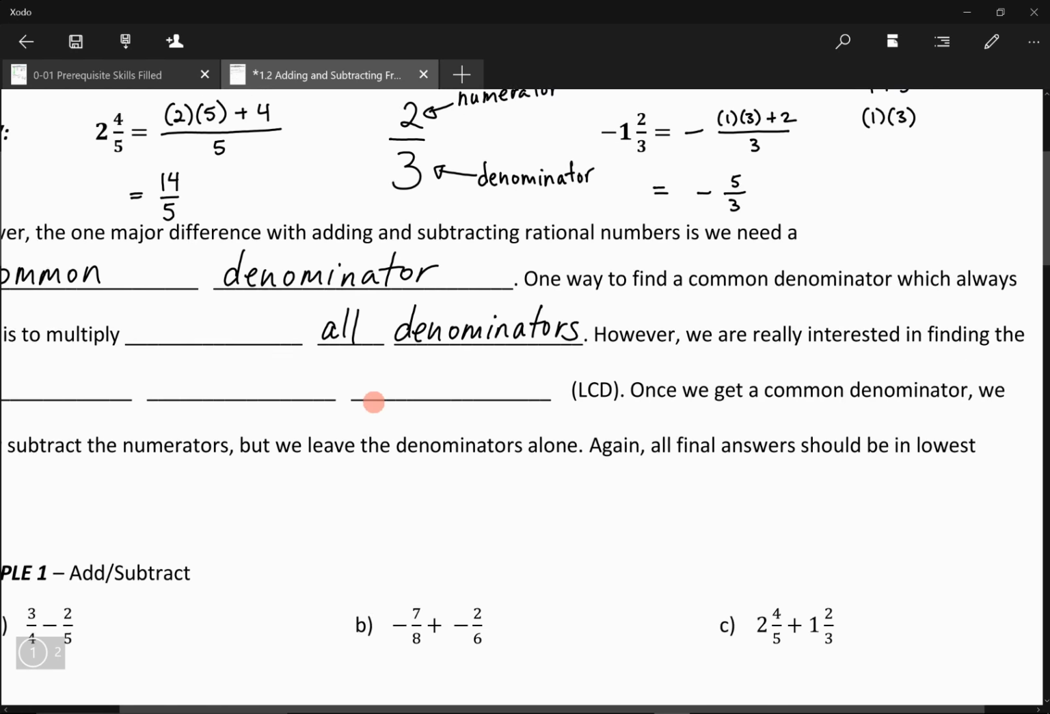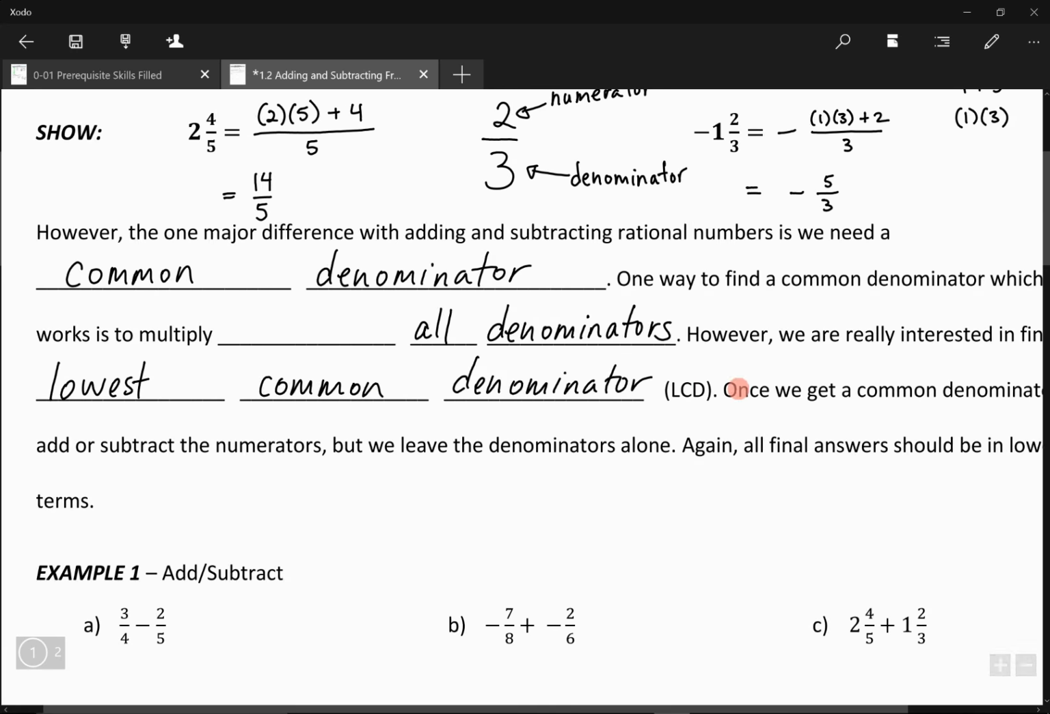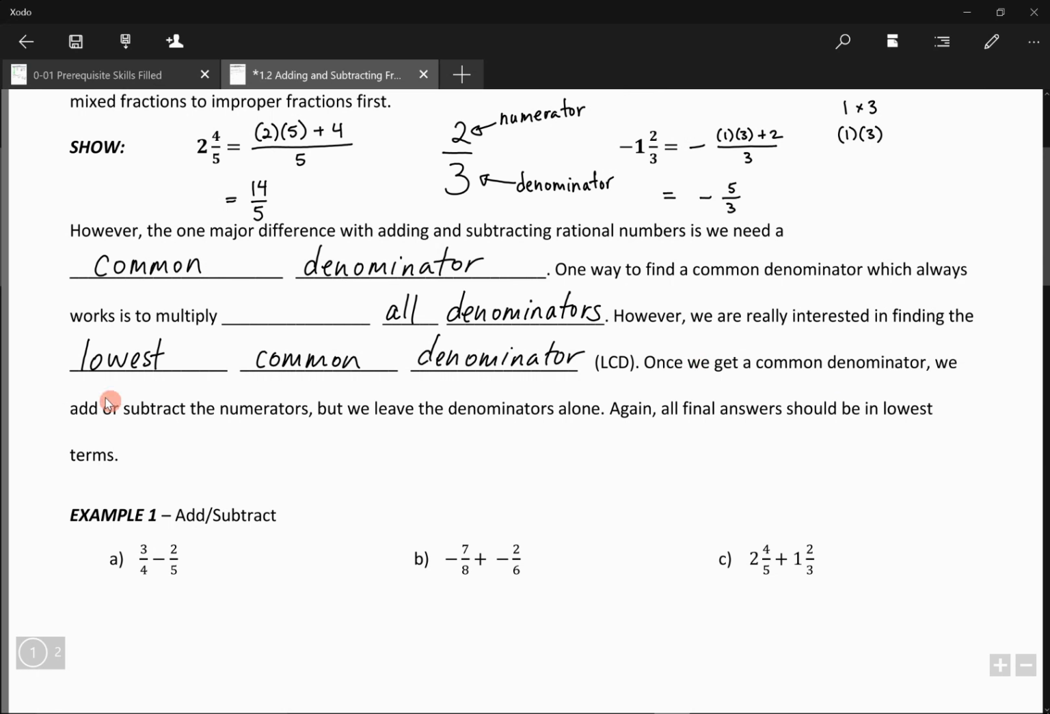Okay, so however, we are really interested in finding the lowest common denominator. This is the LCD, lowest common denominator. So once we get a common denominator, we can add or subtract the numerators, but we leave the denominators alone. Again, all final answers should be in lowest terms.